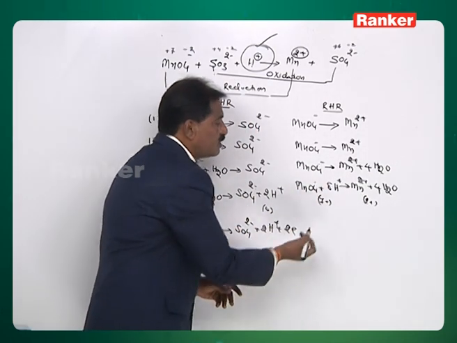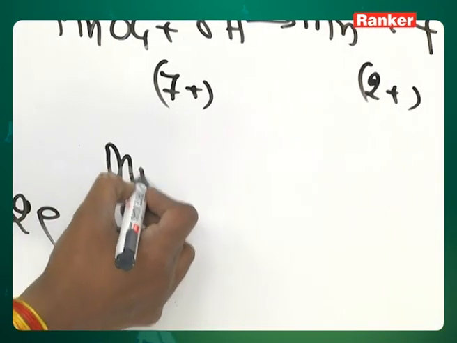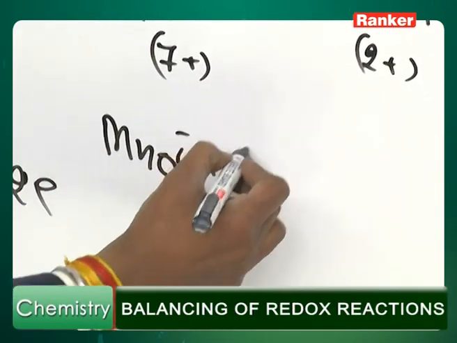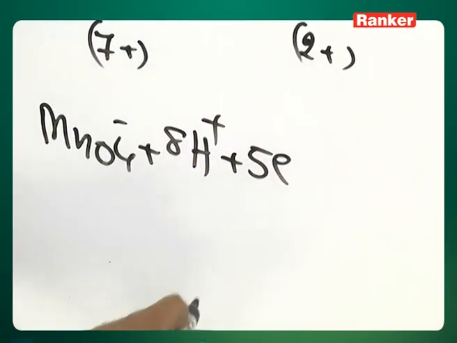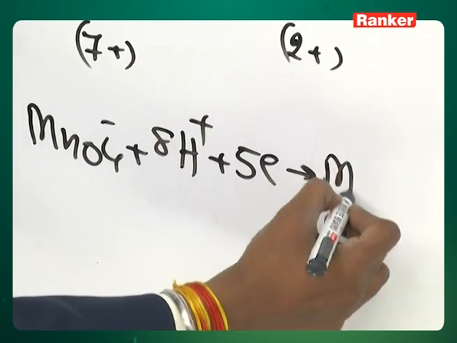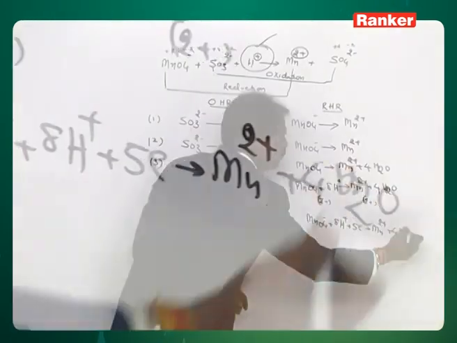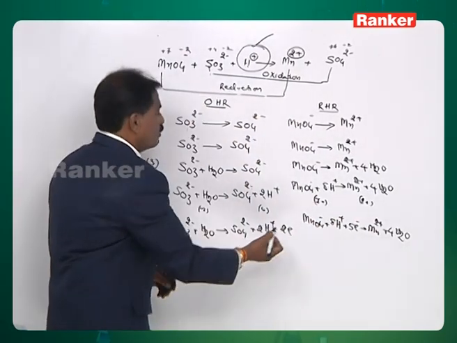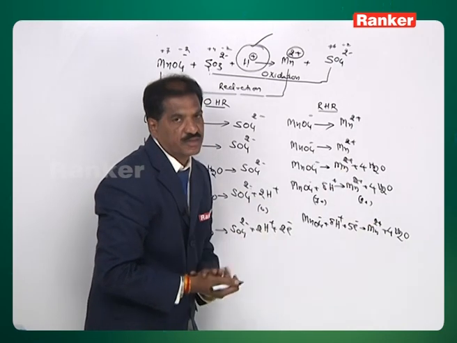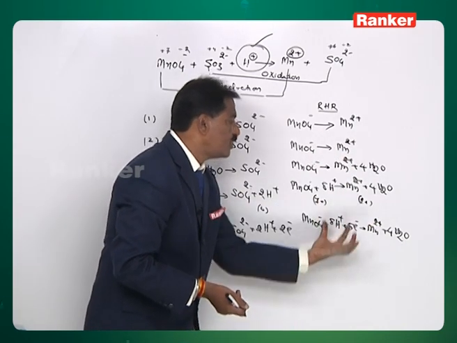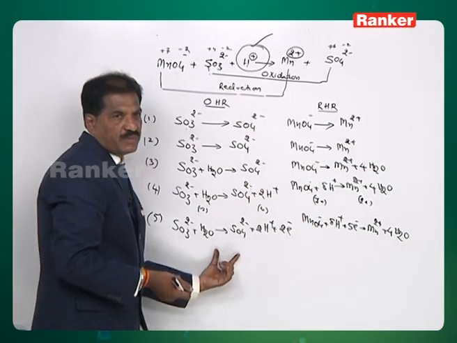Therefore, how many electrons are required? Just the difference, 5 electrons. MnO4 minus plus 8H plus plus 5 electrons gives Mn2 plus plus 4H2O. Therefore, now see the charge this side and the charge that side are one and the same. Therefore, in this half reaction, charge has been balanced. In this half reaction, charge has been balanced.